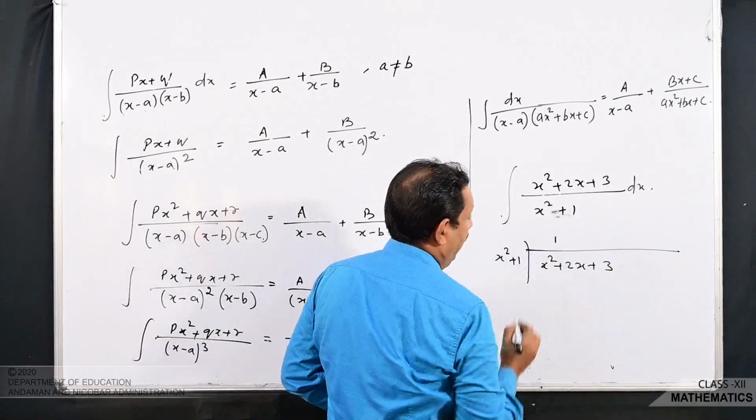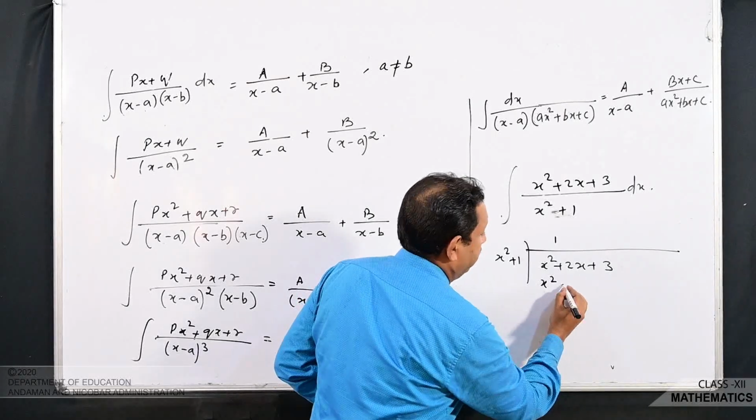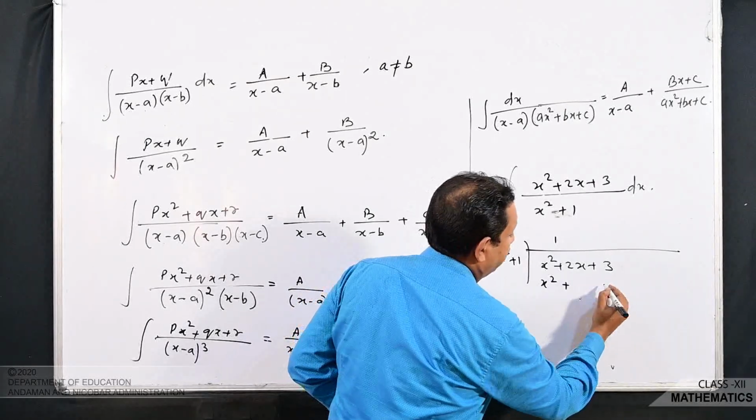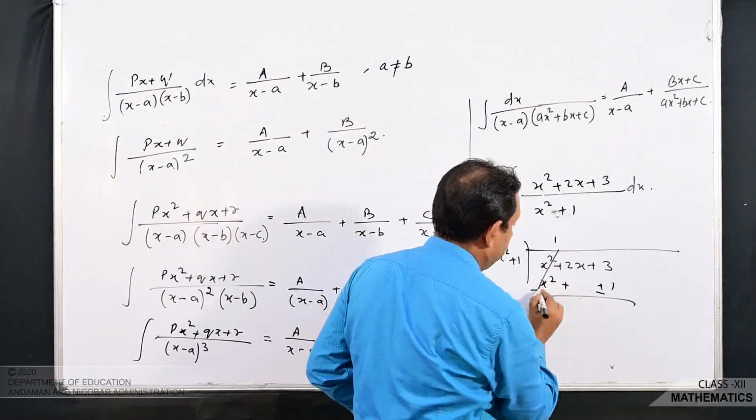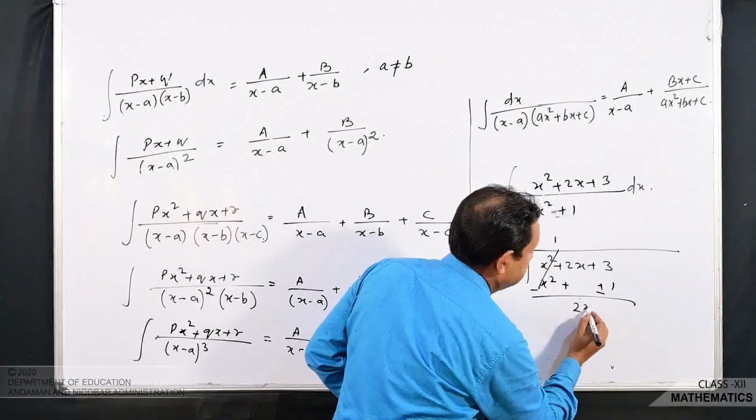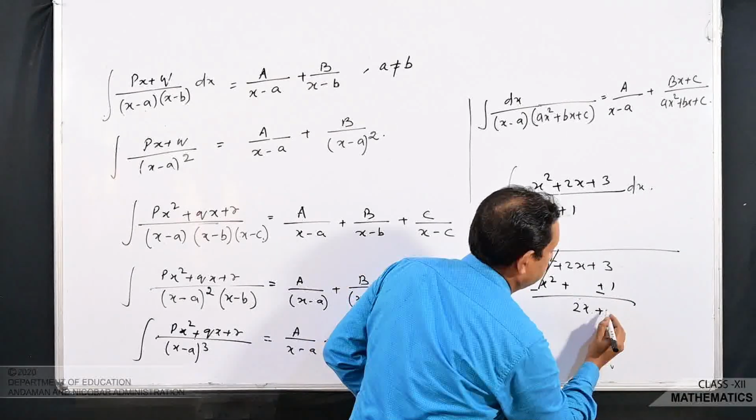Here I take 1 times x square plus 1. So after subtracting, this part will cancel, and you will have 2x plus 2.